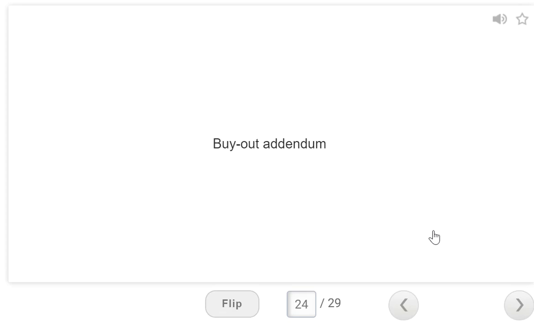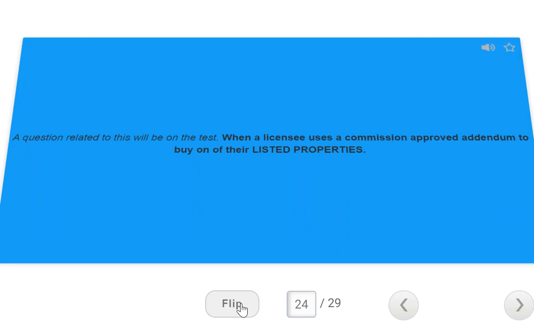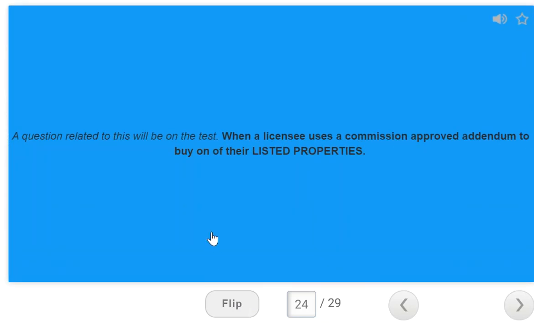What is a buyout addendum? I've definitely seen these on the practice exams. So a buyout addendum is when a licensee uses a commission-approved addendum to buy one of their listed properties. This is usually to facilitate the property owner's purchase of another property. They do not need a buyout addendum for purchasing personal property.